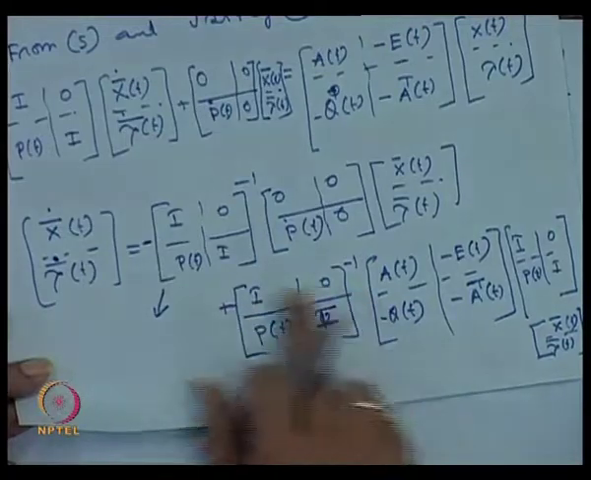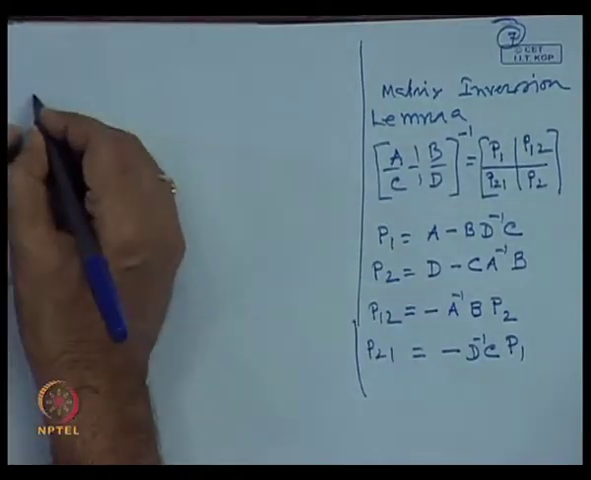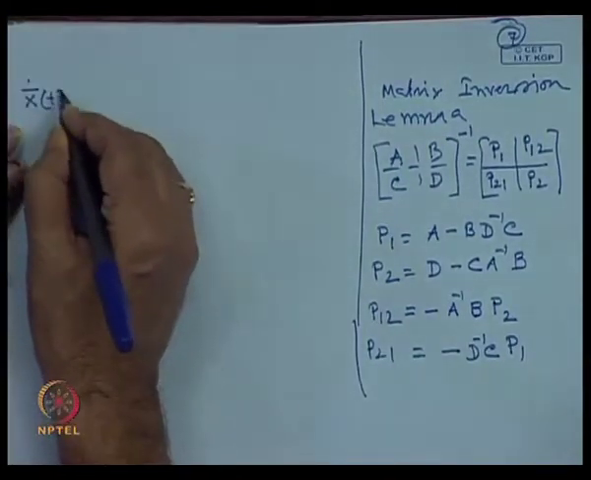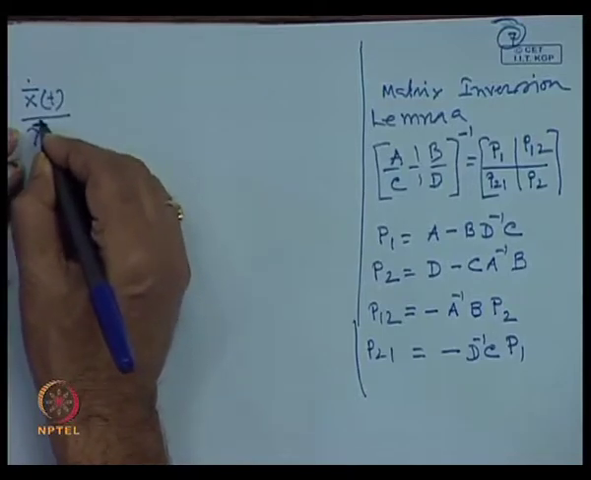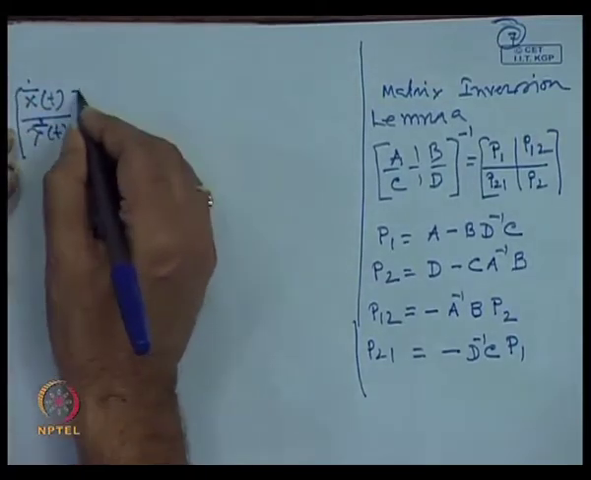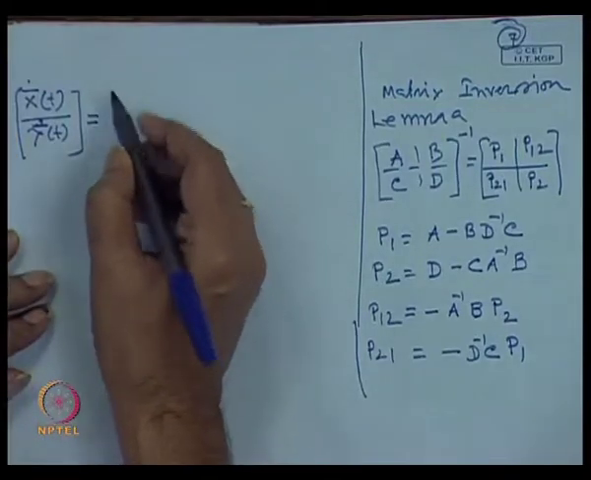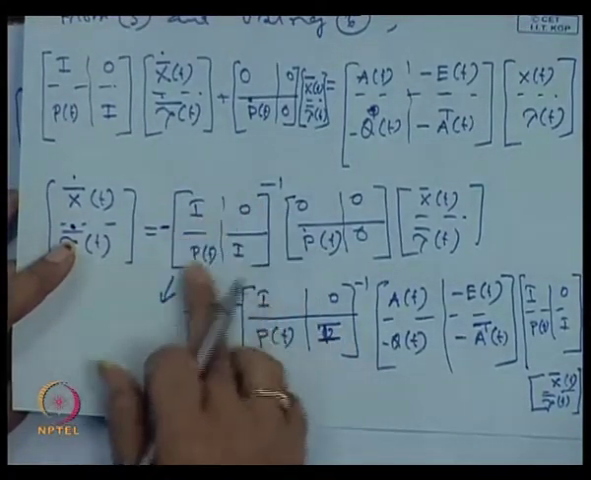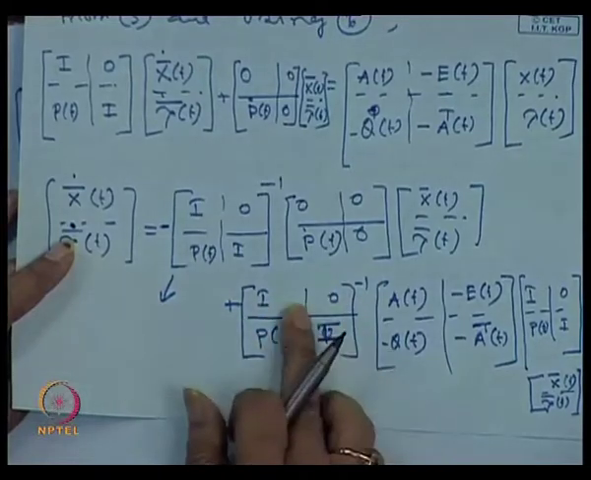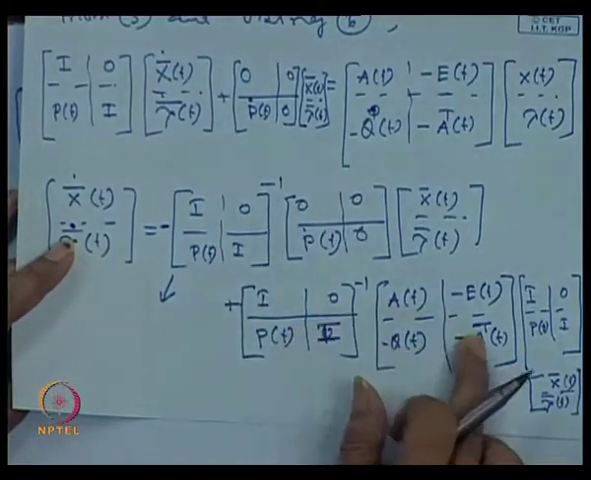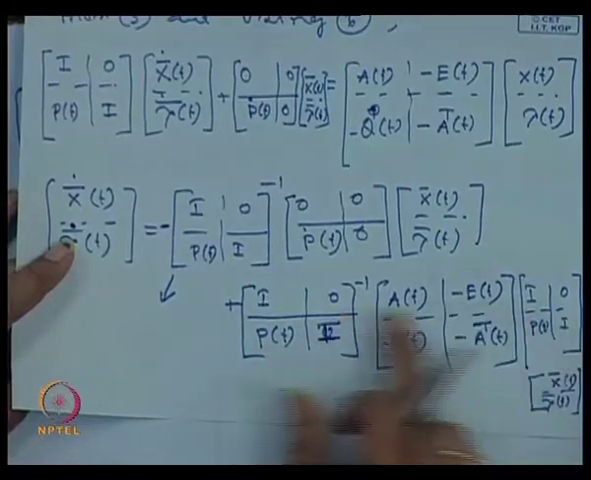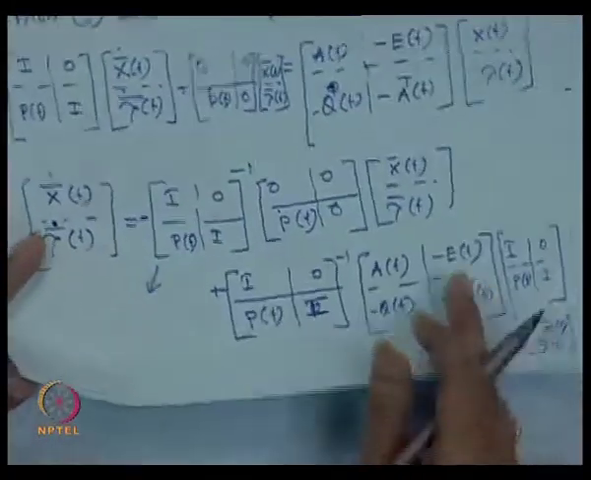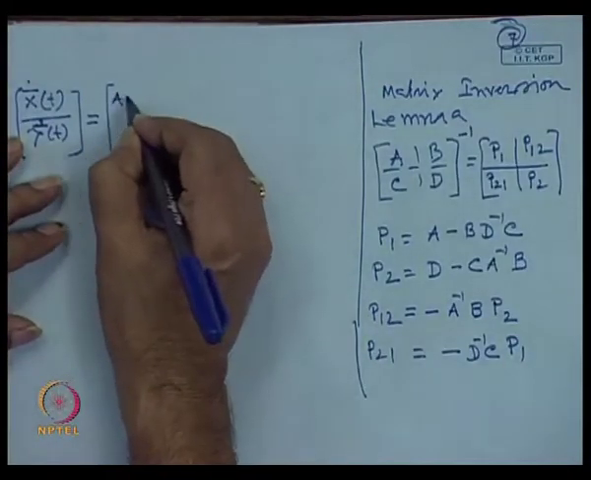If you put the matrix inversion lemma in these places and simplify, ultimately I will get the final expression for x lambda bar dot of t. Please see the final expression. You use the matrix inversion lemma, multiply these 3 matrices, and then add this and this. Finally you will get the matrix.